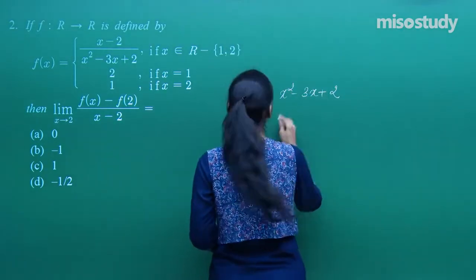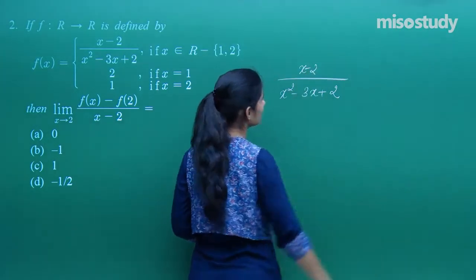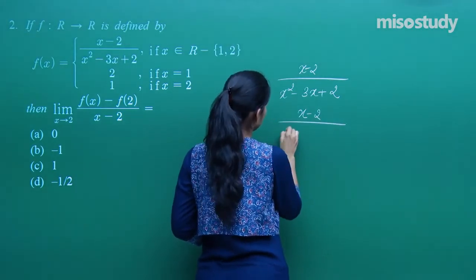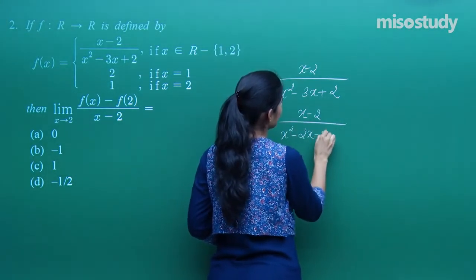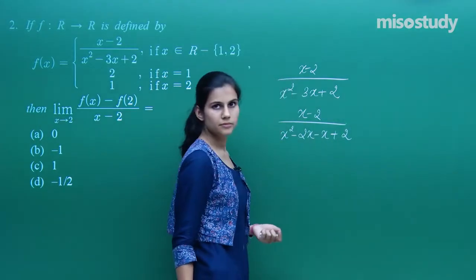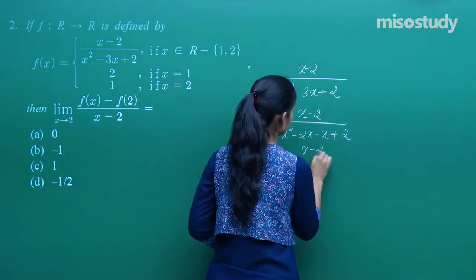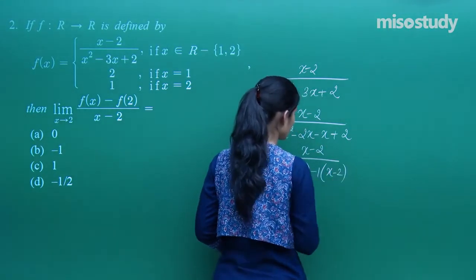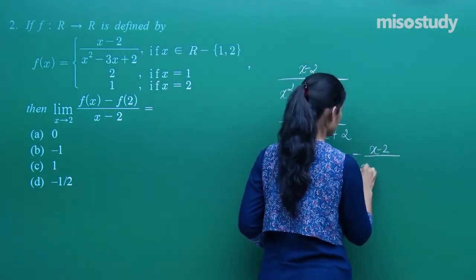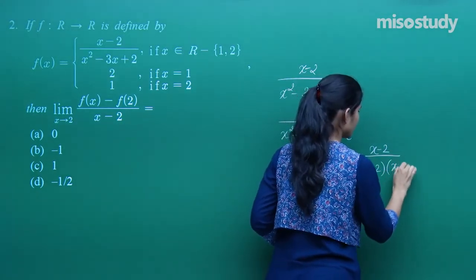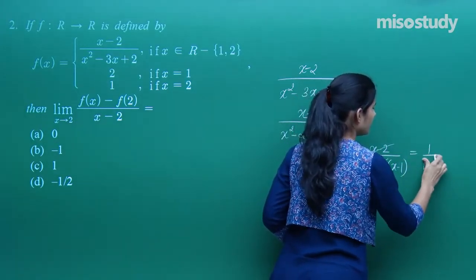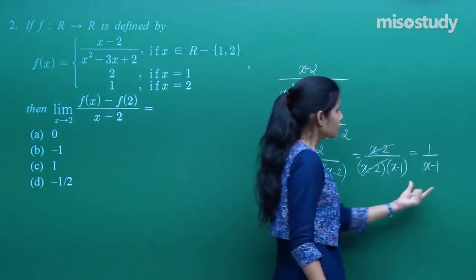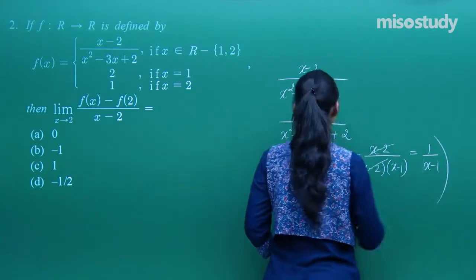Right? And in the numerator you have x minus 2. Okay, so this becomes what? This is x square minus 2x minus x plus 2. Right? So this becomes x minus 2 whole upon x, x minus 2 minus 1, x minus 2. So eventually you get x minus 2 upon x minus 2 into x minus 1. This is 1 upon x minus 1. Okay? So basically your f of x is 1 upon x minus 1.